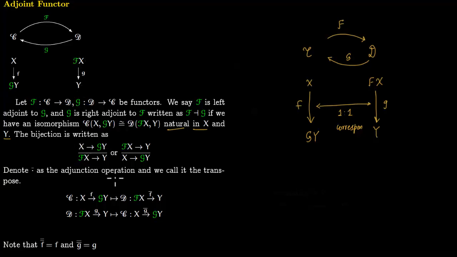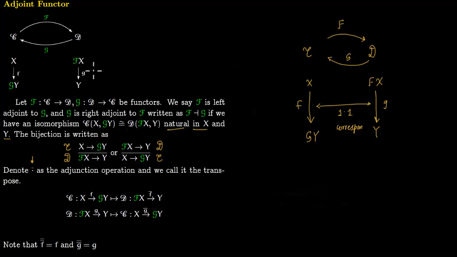To make it more clear, we denote the adjunction by this bar. Instead of writing like this, we could have started with FX to Y, and then see the adjunction here. This is happening in category C, this is happening in category D. Here we are starting with category D, and the corresponding arrow is in category C. So we want to keep track of this.